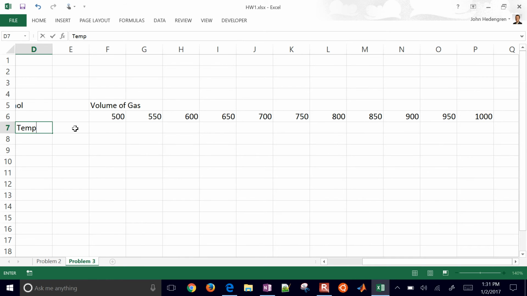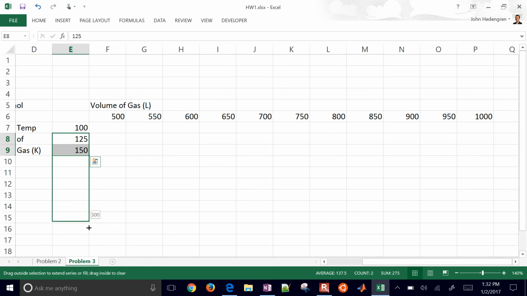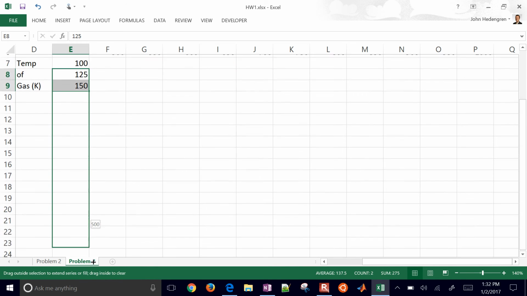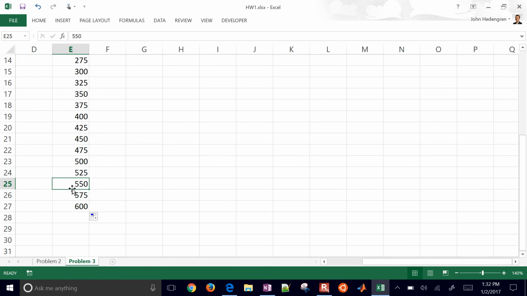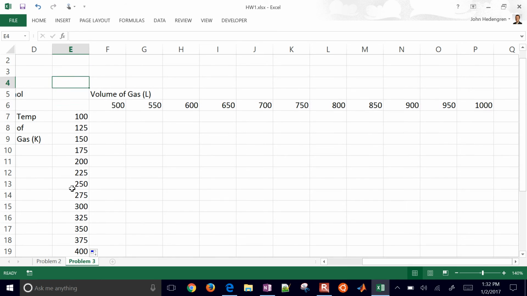And then this is going to be the temperature of the gas, in Kelvin, and this volume of gas will be in liters. For the temperature of the gas, I'm going to put in a bunch of temperatures just to make sure we have a good range here. I'll do that as increments of 25 and go up to about 600. So 600 Kelvin is a high range and 100 is the low range.